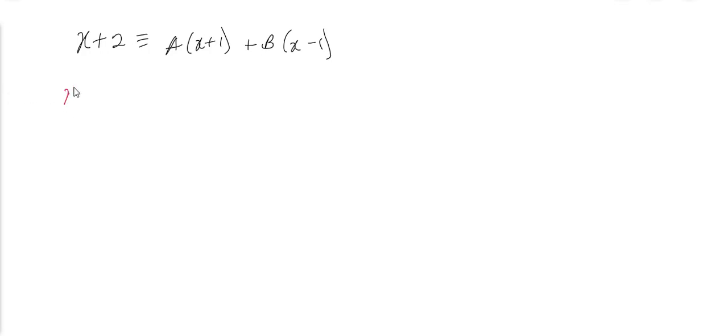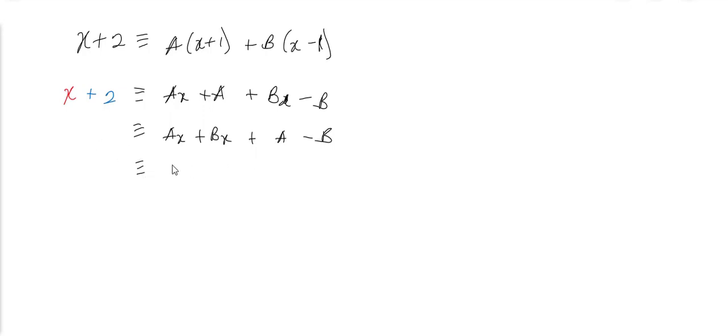In this case, let me write my x with red, and let me write my constants with blue. So x plus 2 is identical to, now expanding the side, ax plus a plus bx minus b. Now I can group this: ax plus bx, plus a minus b. Now at this side I can factor out x. So this is (a + b), and x goes out, plus my constants, a minus b. Yes, a minus b. And these are constants because we don't have any variable attached to them.